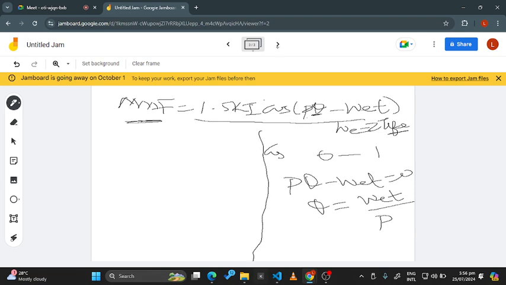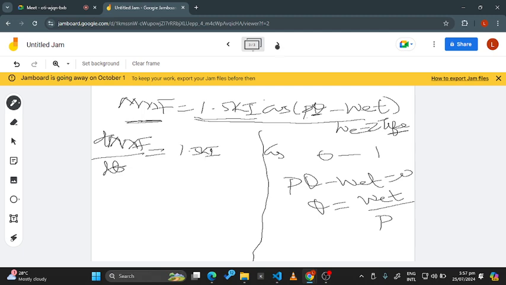Another way is, if you want to show your calculus is good, you do d MMF by d theta. That is, you differentiate this, then you equate it to 0. So if I differentiate this with respect to theta, this is constant, right? This is constant, so I'm going to maintain it, which is 1.5 K I.